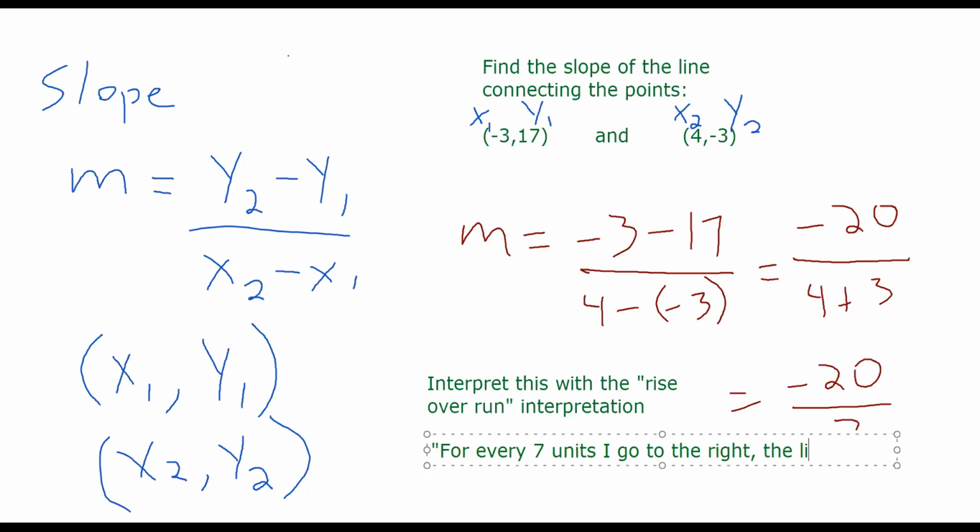the line can either rise or fall. Since it's a negative number on top, it's going to be fall. The line falls 20 units. Rise over run. So sometimes rising can also be falling. It's the same thing, just whether you have a positive or negative number.